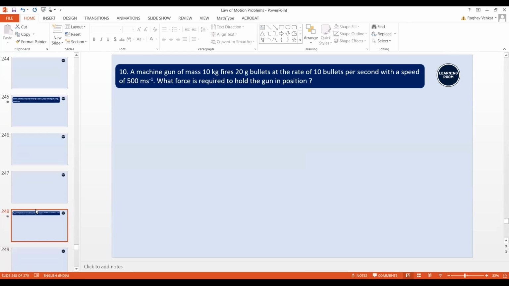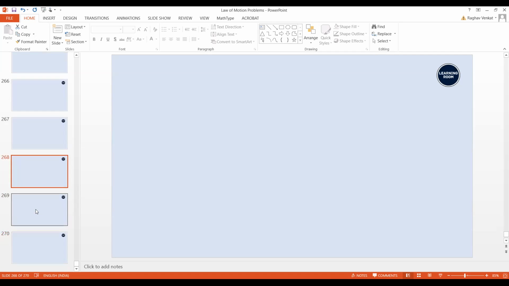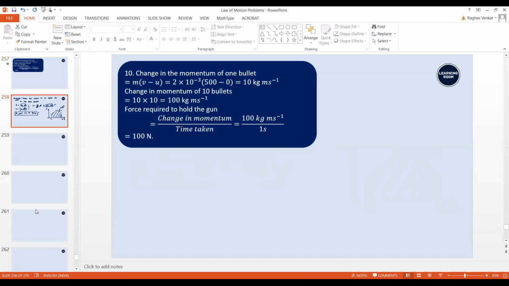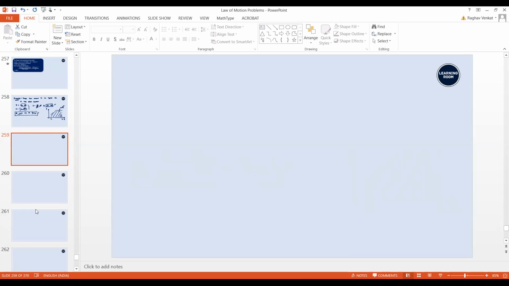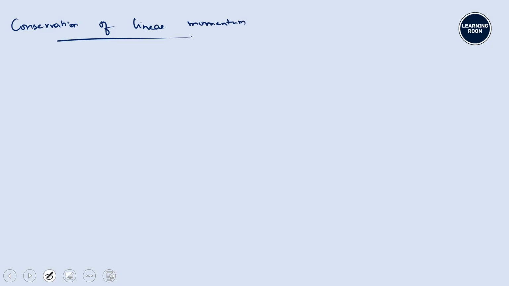For another problem. Write down the next heading as conservation of linear momentum, because you have angular also. So, conservation of linear momentum. Okay, so this concept is very simple.